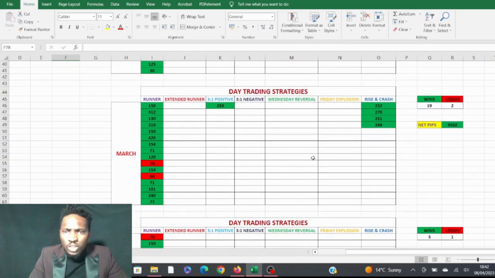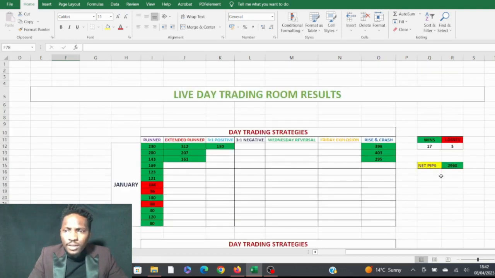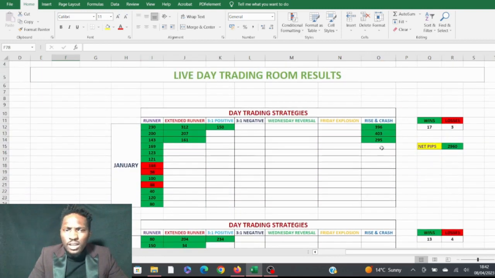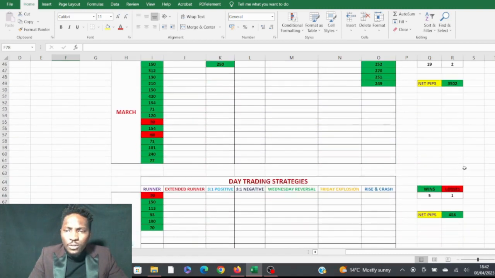Last month we took 21 trades. We won 19 and lost only 2. And you can see a total pips of about 3,502. And the previous month before that wasn't as good as March, but we still took 1,481 pips. We had 13 winners and 4 losses. January was the best month to date so far. No, it wasn't. Actually, it was March. That was the best one, 3,500. But in January, we took 20 trades. We had 17 wins and 3 losses, as well, a total of 2,960 pips. So these are all the results that we've taken so far from the live day trading.